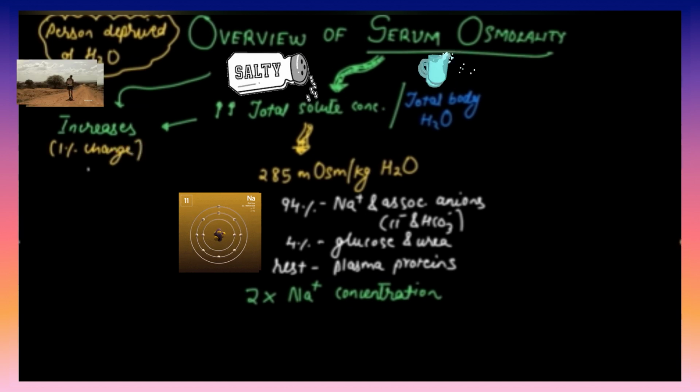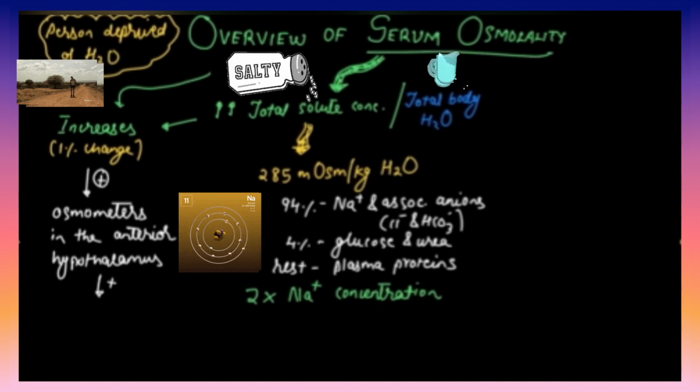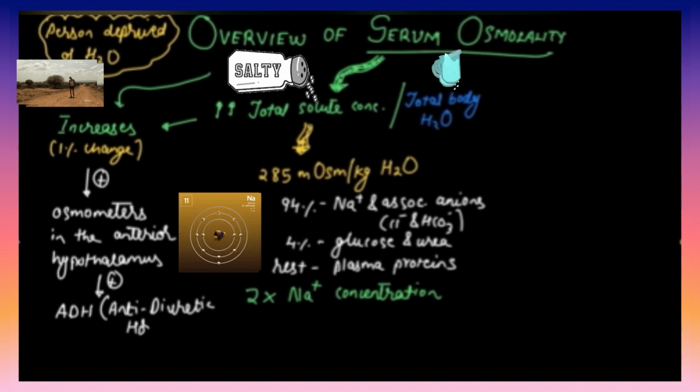You can see this runner running in a desert with very little water, so he is deprived of water. And this increase in osmolality is sensed by osmometers, osmoreceptors in the anterior hypothalamus, which signal to the adjacent posterior pituitary gland to release ADH, anti-diuretic hormone. What is ADH? Anti-diuretic hormone. It means that in its absence diuresis occurs, meaning water loss occurs. So it prevents water loss.